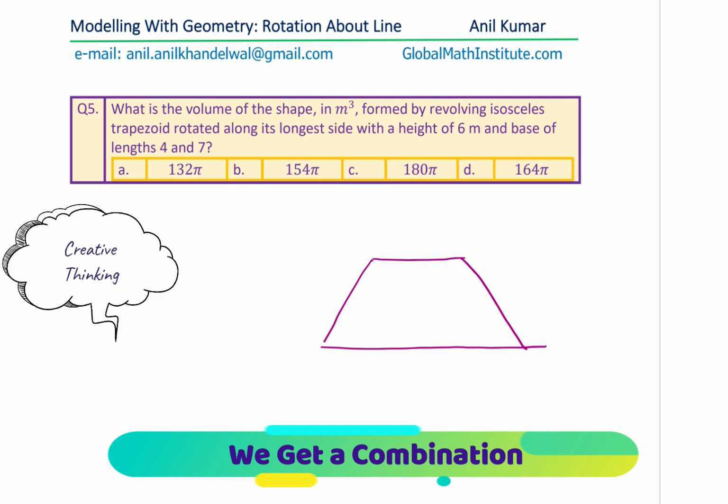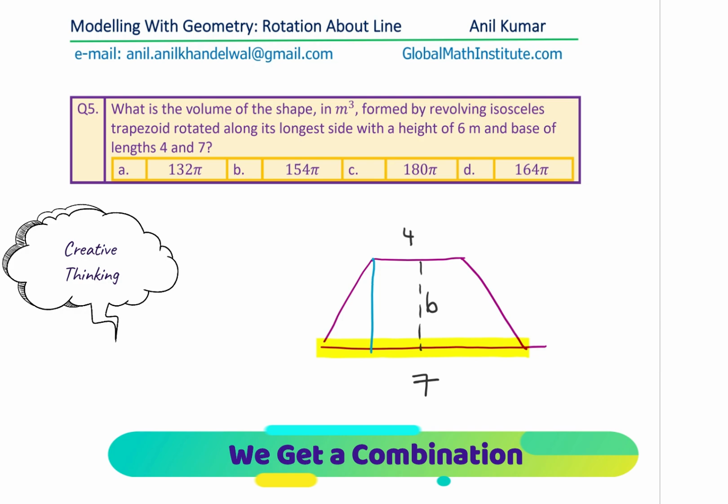Okay, so we are given in this case height is 6 meters. So that is the height which is 6 meters. The bases are 4 and 7. This is 4 and that is 7. It is rotated along the longest side, which is this side. It is rotated along this particular side. What do you get? Well, the hint for you is a little bit of construction here.